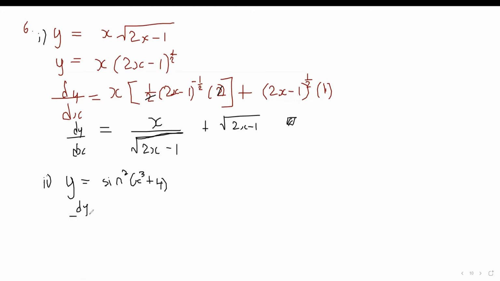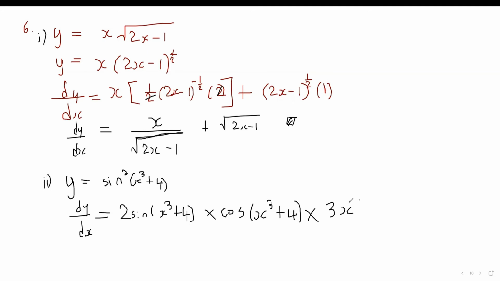And so dy by dx is equal to, you bring down the power, you get 2 times the sine of x cubed plus 4. Here's the next thing you do: you subtract 1 from the power, 2 minus 1 becomes 1, but then you multiply it by the derivative of sine, and the derivative of sine is cos, but the cos of what? The cos of x cubed plus 4, and then you also multiply it by the derivative of what's inside the bracket. The derivative of x cubed is 3x squared.